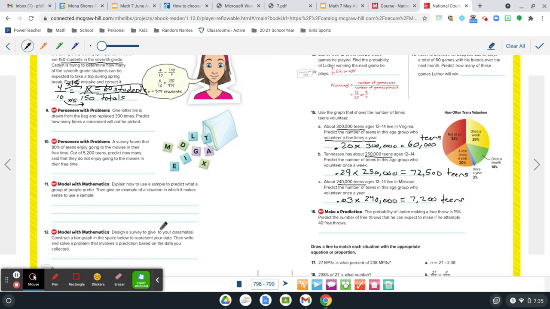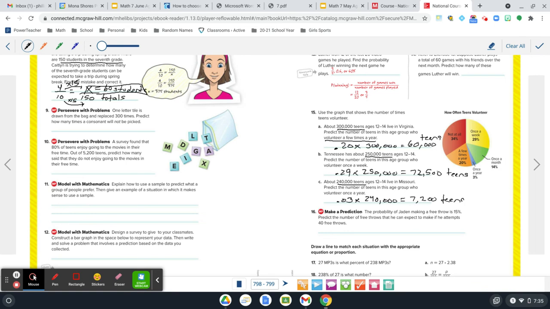All right, so take a look at 15A, B, and C. You should have gotten a number 15, letter A, 60,000 teens that volunteer a few times a year if you take the original survey and the circle graph at 20%, 0.20, and predict out to 300,000 teens. Letter B, you're looking at 72,500 teens that volunteer once a week. And so, again, you're using the circle graph at the 29%, 0.29, and predicting out to 250,000 teens to see how many would volunteer once a week.